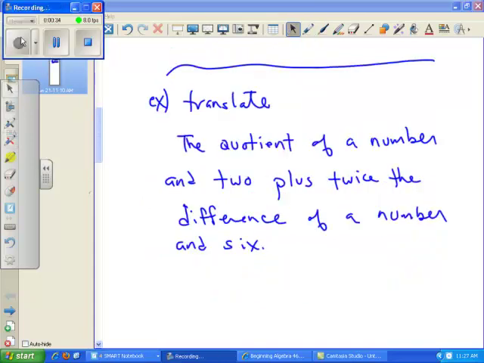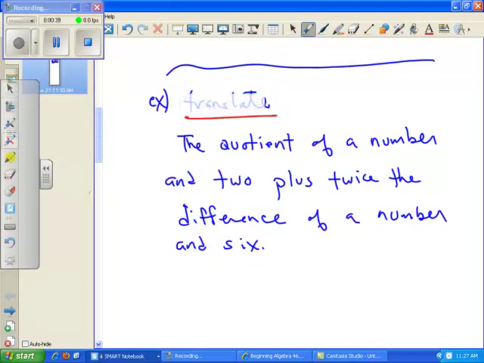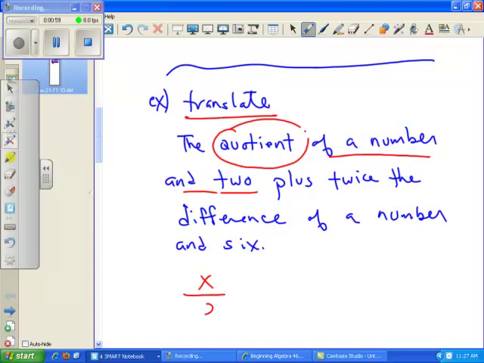Okay, so let's practice the first skill, translation. Let's translate the quotient of a number and 2 plus twice the difference of a number and 6. Always be on the lookout for those key words. Quotient. How do you say the quotient of a number and 2? Quotient is a key word for division. So x, but I could say x divided by 2, but I'm going to write it like this. X over 2.